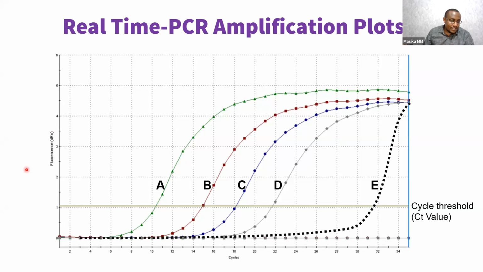CT in full is cycle threshold. Okay. What is the question? Why is it question 1, 2? I thought it's directly proportional. Okay. So the CT value, the lower the CT value, the higher the viral load.